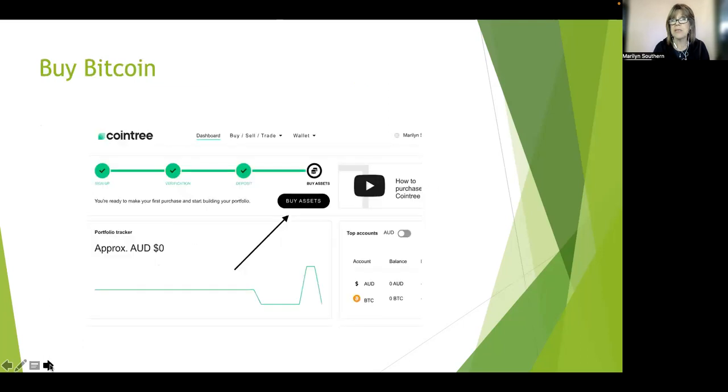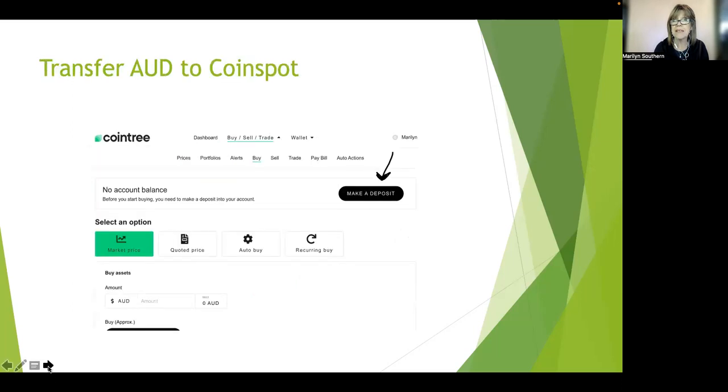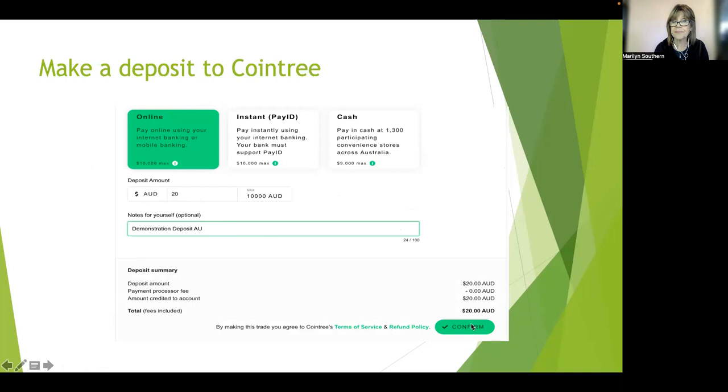Then what you'll need to do is, as I said, I recommend that you put in $20, is that Cointree will start. So buy some assets. You've got nothing in your Cointree account currently. So clicking on the buy assets will get you to the next slide, which is to make a deposit. I do electronic funds transfer from my bank account, and that's what I would recommend you do. So fill in the amount. I suggest $20, put that in there, and then there'll be a confirm button at the bottom, just like that.